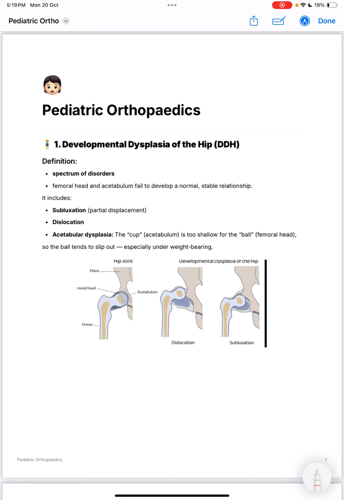Okay, so we're gonna do pediatric orthopedics, and this is very simple. We just have a few diseases. So first is DDH, or developmental dysplasia of the hip.